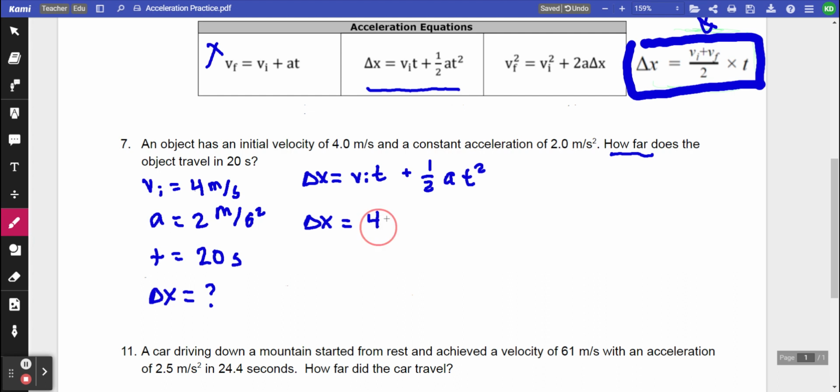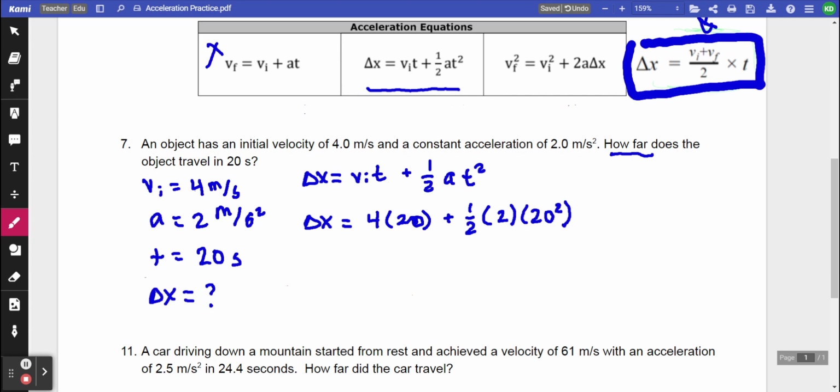Vi is 4. The time is 20 plus 1/2. Acceleration is 2. Time is 20. And my equation says that this has to be squared. So let's go ahead and write that. So here's where you break out your calculator. And this is where it is just algebra.